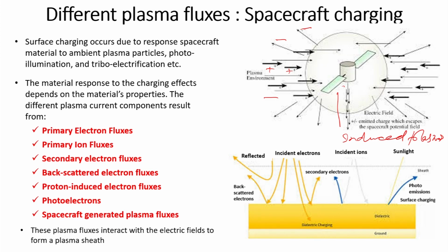All those types of currents interact with the electric field. Inside this sheath there is an electric field, a non-neutral region, and they modify the potential. The spacecraft floating potential is modified by all these current components. So, now let us see one by one.